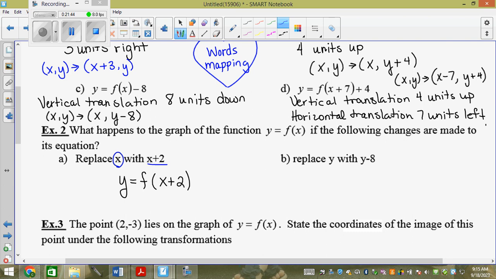What do we have now? Translation, 2 units. Horizontal translation. 2 units left. Why are we saying units? Because we don't have units. It could be kilometers, it could be centimeters, it could be graphic units, right? It could be whatever it is. We don't have units.